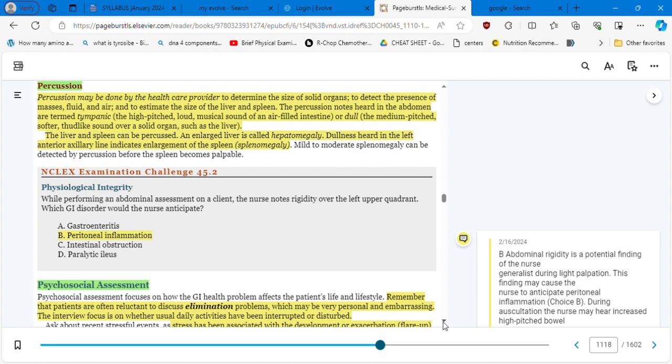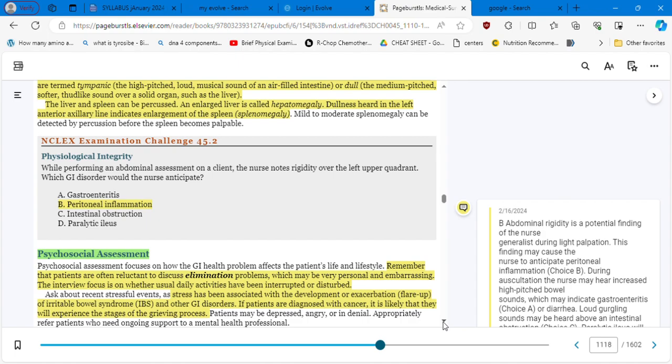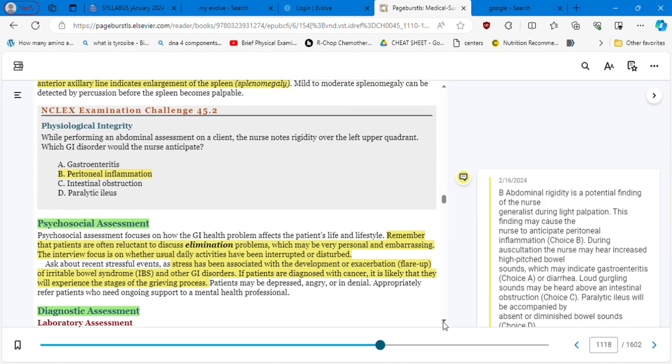So, another NCLEX question. While performing an abdominal assessment on a client, the nurse notes rigidity over the left upper quadrant, okay? Which GI disorder would the nurse anticipate? And the answer is peritoneal inflammation. Abdominal rigidity is a potential finding of the nurse generalist during light palpation. This finding may cause the nurse to anticipate peritoneal inflammation. It's not gastroenteritis, it's not intestinal obstruction, okay, and it's not paralytic ileus.